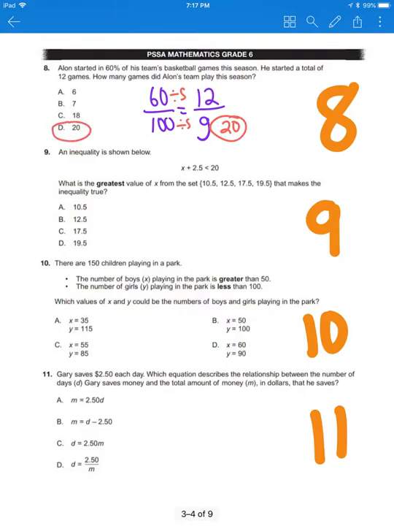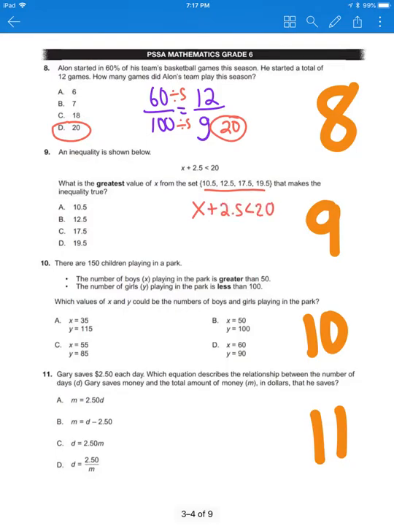All right, number 9 says an inequality is shown. X plus 2.5 is less than 20. Which is the greatest value of x from the set of these numbers that makes the inequality true? So what I'm going to do is solve this inequality. So I'm going to write it down here. X plus 2.5 is less than 20.